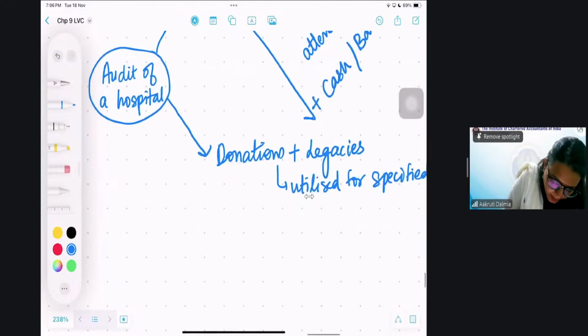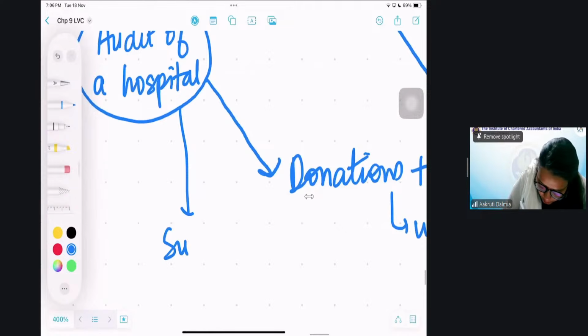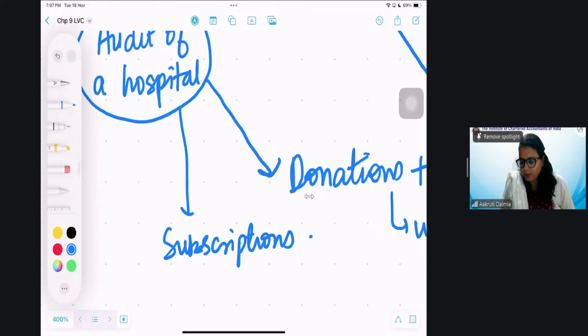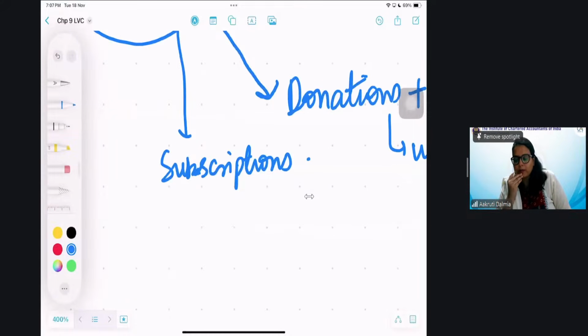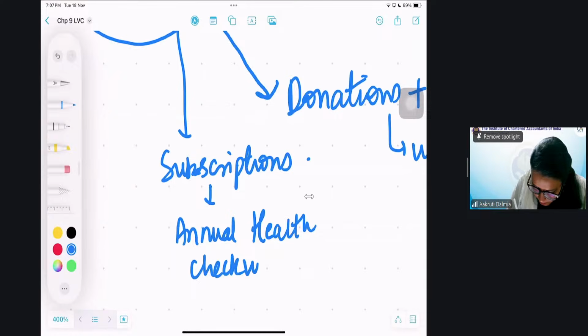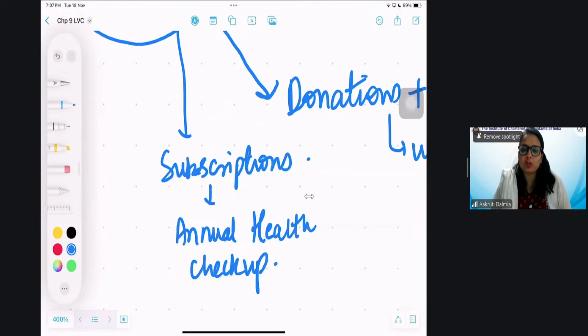Then, I don't know if you know, some hospitals also have subscriptions. Do you know that? What does subscription mean in a hospital? Yeah. So these can be like annual health checkup subscriptions. So these kind of subscriptions also people can apply for. So here also it can be a form of receipts.